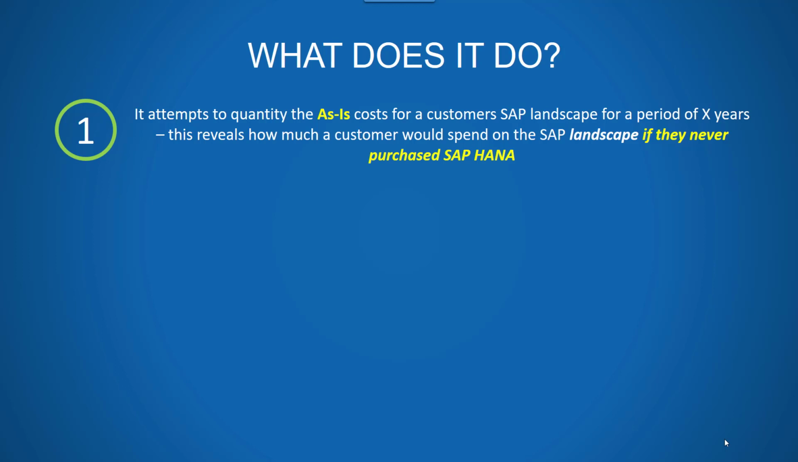And the first data point that we wanted to get to was to say that if the customer never went onto HANA, how much would that cost be over the period of time that we were measuring? So the model can measure anywhere between 1 and 10 years. So if a customer wasn't going to HANA, how much would their SAP systems be costing them in development, hardware, landscape, all those kind of things over a period of time? So this is the as-is cost if you didn't go to HANA.